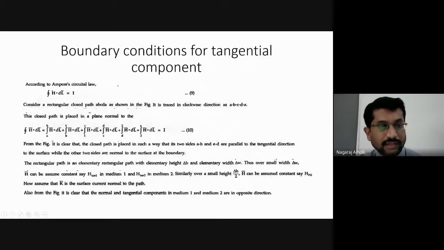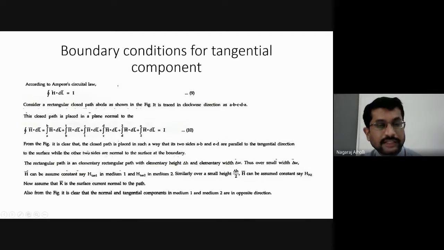That is A to B, H bar dot dl bar, B to 1, H bar dot dl bar, 1 to C, then C to D, D to 2, 2 to A, H bar dot dl bar is equal to I. Okay, take it as equation 10.